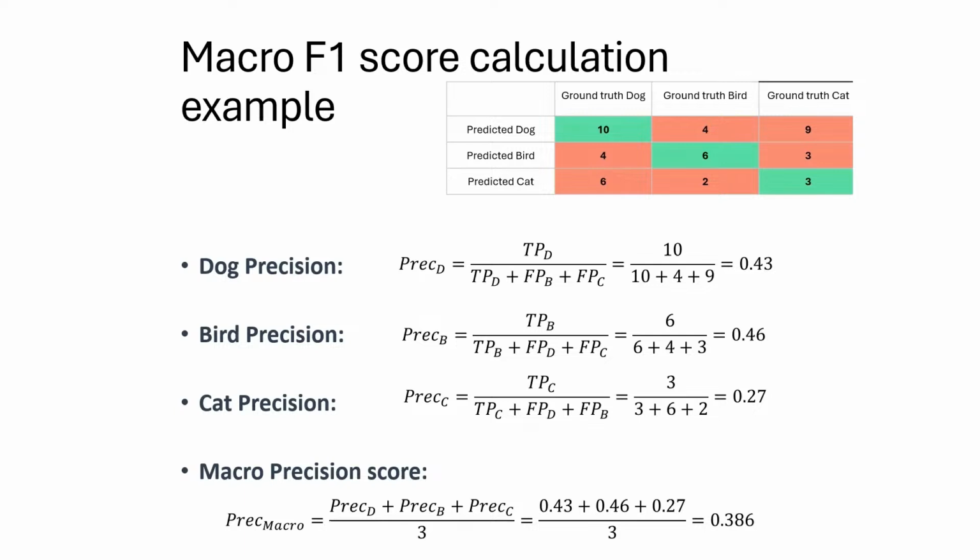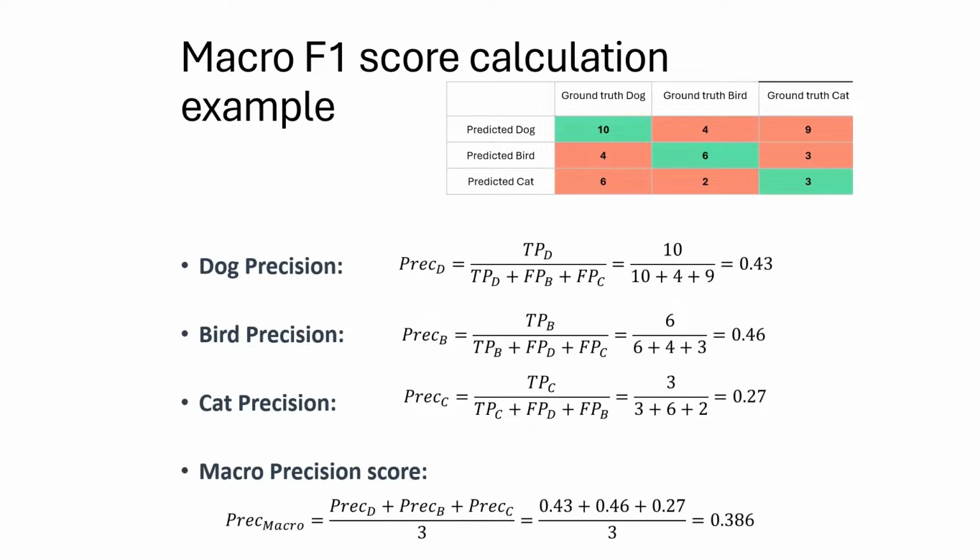So the false positive from cats is 9, and the false positive from birds is 4. The true positive, the same number in the numerator and denominator, is 10. So that's the precision for dog. You got it?